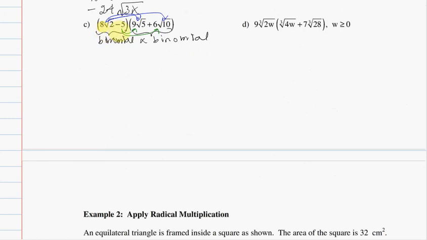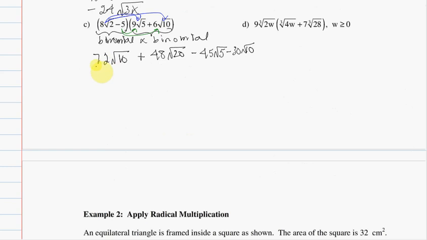Okay, so 8 times 9 is 72. Root 2 times root 5 is root 10, plus 8 times 6 is 48. Root 2 times root 10 is root 20. And then negative 5 times 9 root 5 will give us negative 45 root 5. And then negative 5 times positive 6 root 10 will leave us with negative 30 root 10.